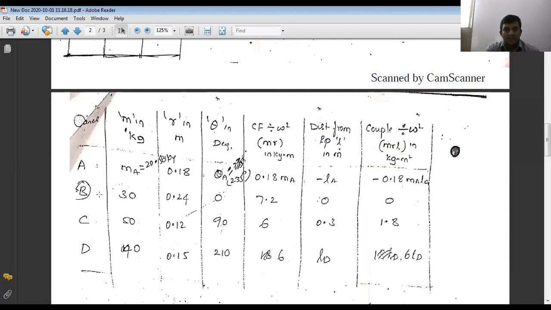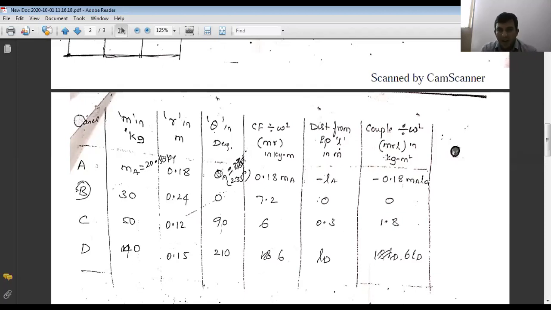Next, here consider the reference plane as B. Now, B is the reference plane, so the distance from the reference plane for B is 0 here. Now A will come towards the left of the reference plane, that is minus LA, LA is unknown. C will come towards the right side of plane B, that is 300 millimeter converted into meter, 0.3 meter. Again, D will also be on the right side of the reference plane, that is LD, which is also unknown.